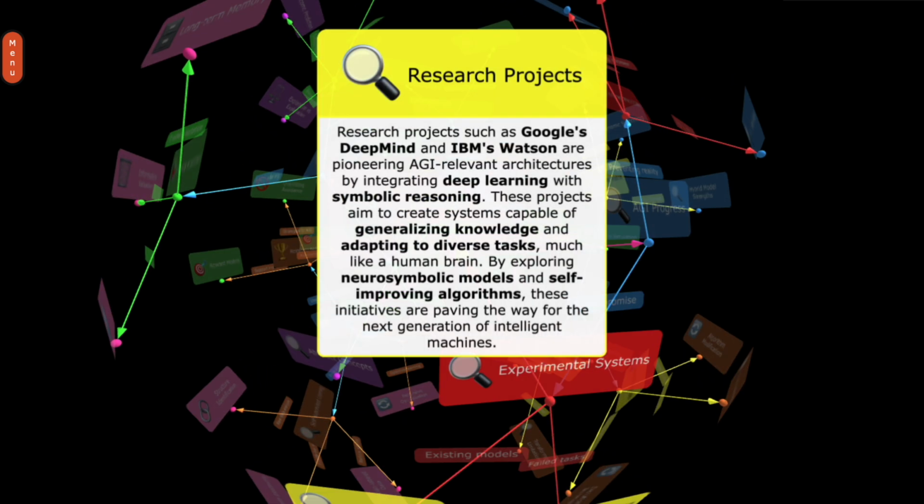Research projects such as Google's DeepMind and IBM's Watson are pioneering AGI-relevant architectures by integrating deep learning with symbolic reasoning. These projects aim to create systems capable of generalizing knowledge and adapting to diverse tasks, much like a human brain. By exploring neurosymbolic models and self-improving algorithms, these initiatives are paving the way for the next generation of intelligent machines.